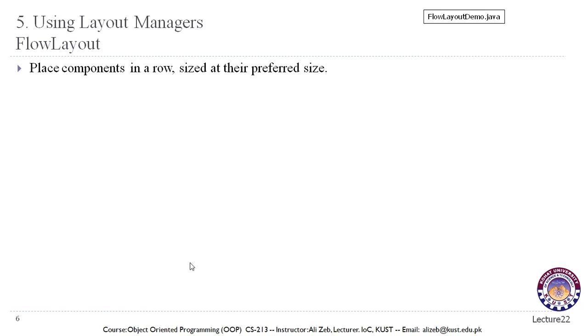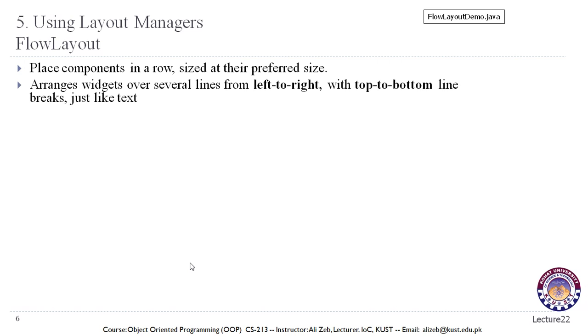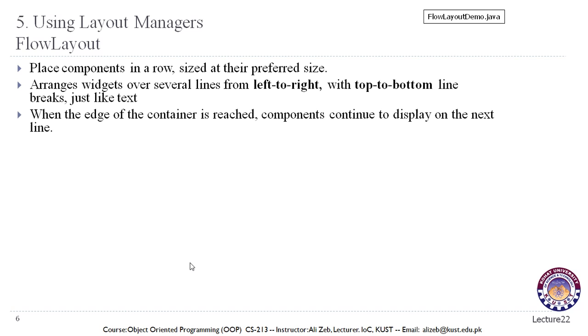Flow layout, on the other hand, places components in a row sized at their preferred size, and arranges widgets over several lines from left to right, with top to bottom line breaks, just like text. With the flow layout, we can set the layout of our components in the form of text, like from left to right or top to bottom, like we write text. When the edge of the container is reached, components continue to display on the next line.